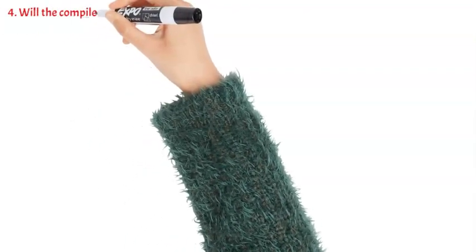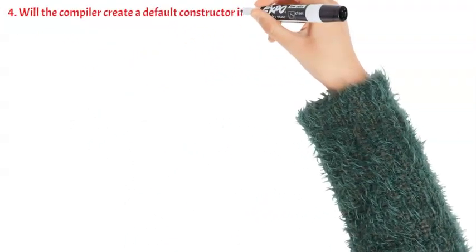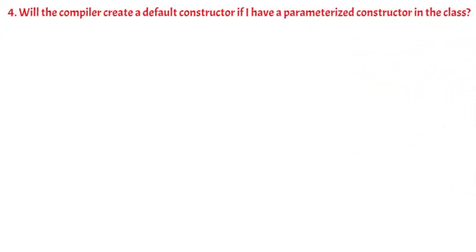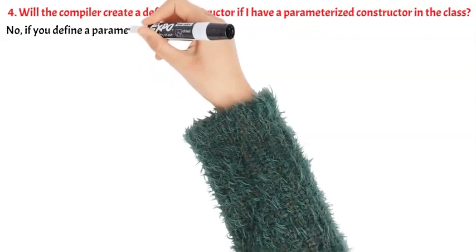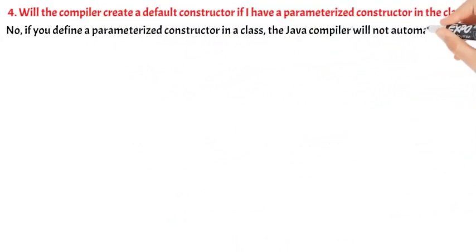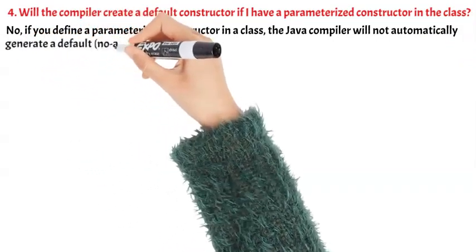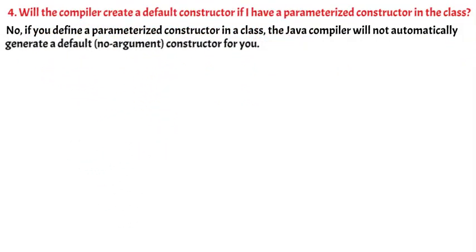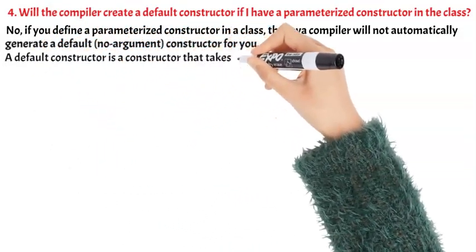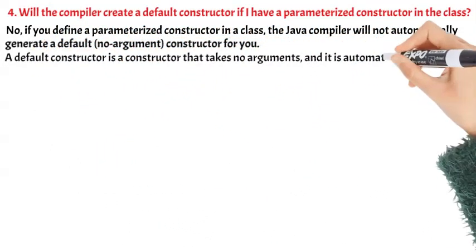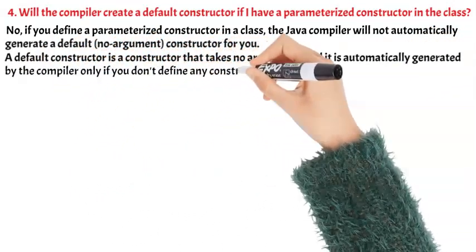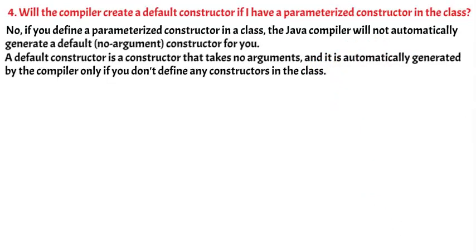4. Will the compiler create a default constructor if I have a parameterized constructor in the class? No. If you define a parameterized constructor in a class, the Java compiler will not automatically generate a default no-argument constructor for you. A default constructor is a constructor that takes no arguments, and it is automatically generated by the compiler only if you don't define any constructors in the class.